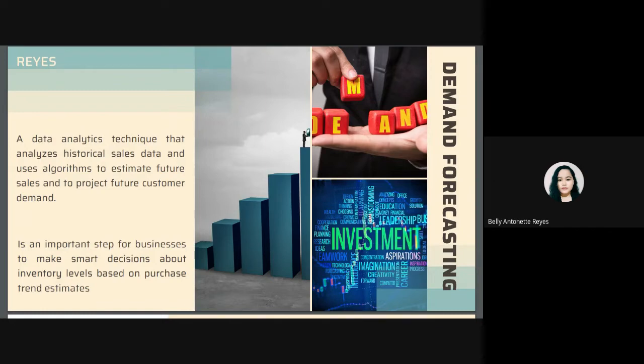Demand forecasting is also an important step for businesses to make smart decisions about inventory levels based on purchase trend estimates. So, by accounting for supply chain and inventory activity, a business can foresee the number of materials and service levels needed for its future operations. Next slide, please.